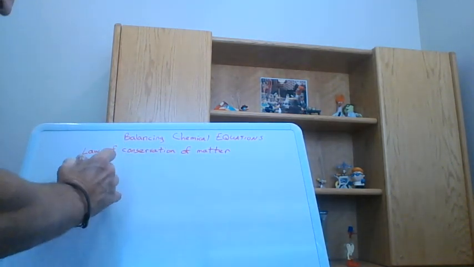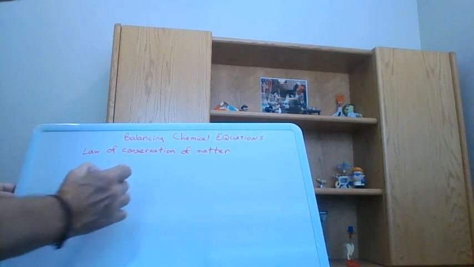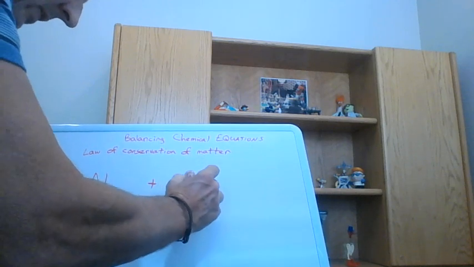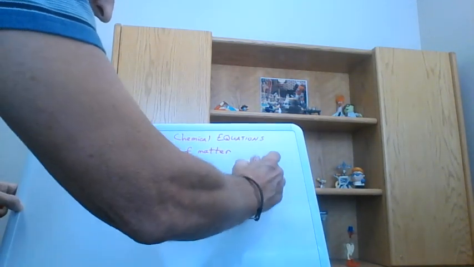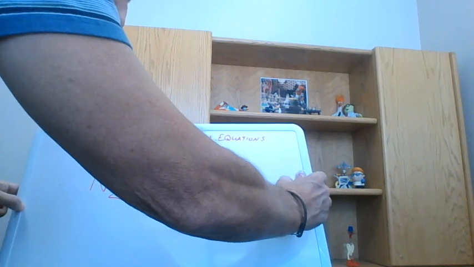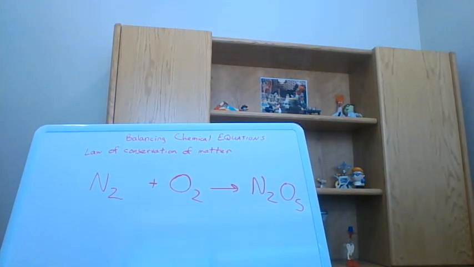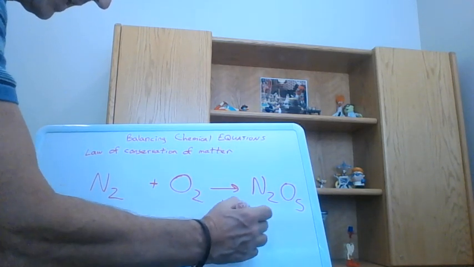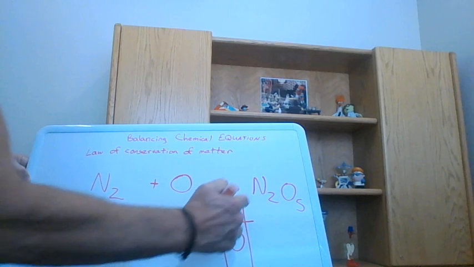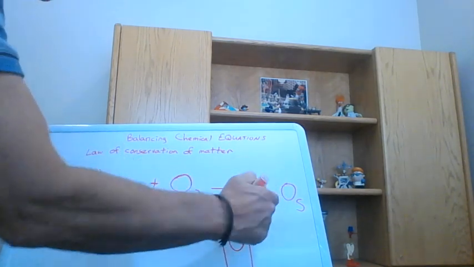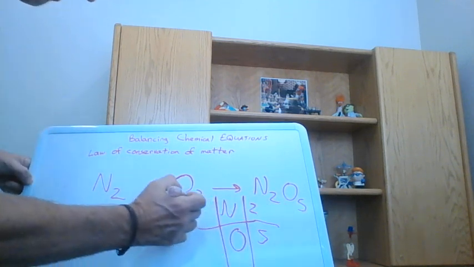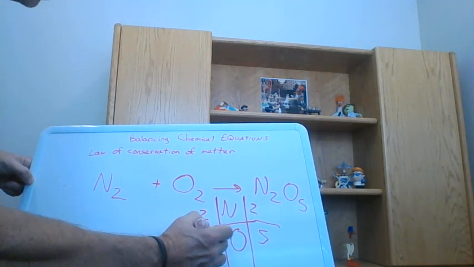And we'll do another one here. So if we have N2 nitrogen gas and we're adding it to oxygen gas, we're producing N2O5. We have an unbalanced equation here, right? We can visually see that, but we'll write it out down here. So on this side of my arrow, in my products, I have 2 nitrogen and 5 oxygen atoms. On this side, I have 2 nitrogen and 2 oxygen.